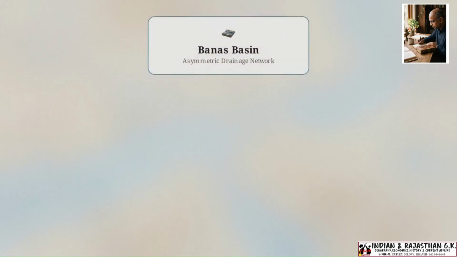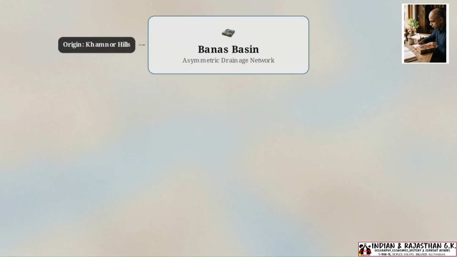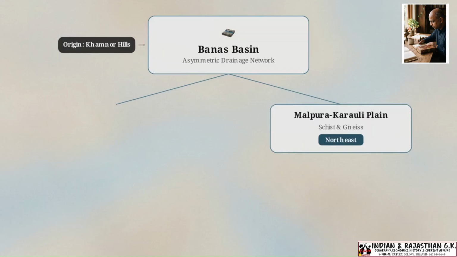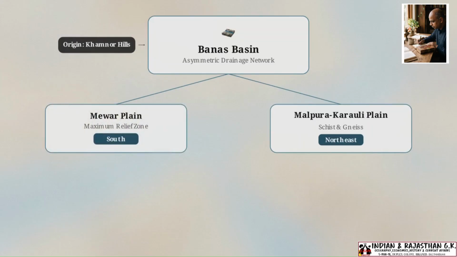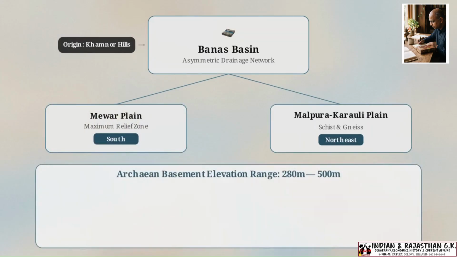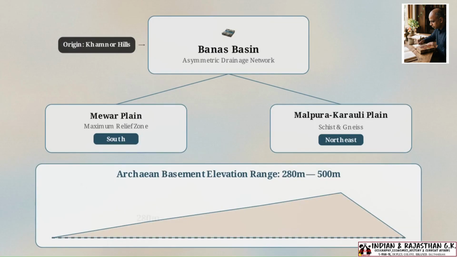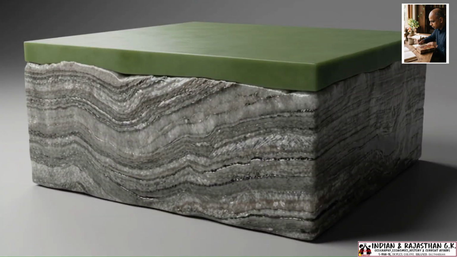The Banas Basin is an asymmetric drainage network originating in the Aravalli's Kamnor Hills. This system is subdivided into the Malpura Karali Plain in the northeast and the Mewar Plain in the south. The entire basin is elevated, with a maximum recorded height reaching 500 meters. This elevation is maintained by the underlying ancient Indian shield.